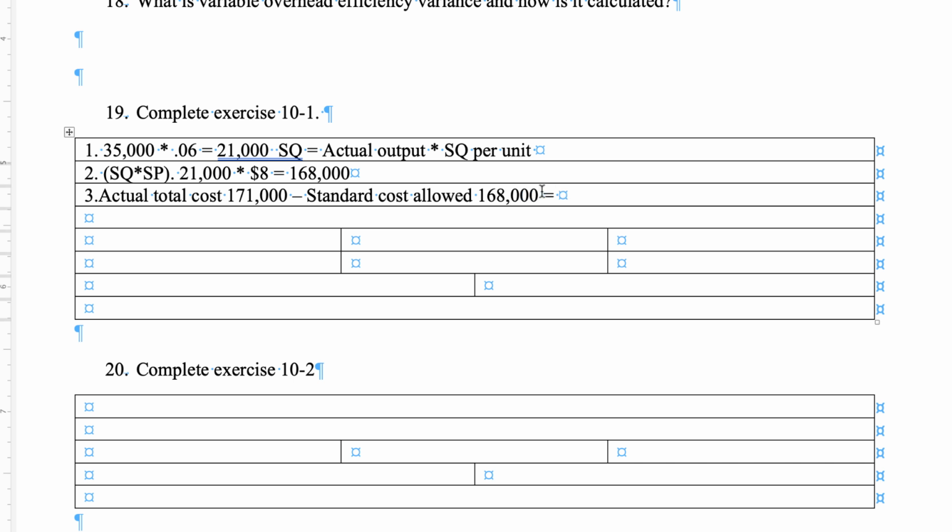So that means there is a material spending variance of $3,000. Is it favorable or unfavorable? Well, we actually spent $171,000. We should have spent $168,000. We are unfavorable, so I'm going to put a U there. So to figure out the material spending variance, that's the difference between actual cost and standard cost.